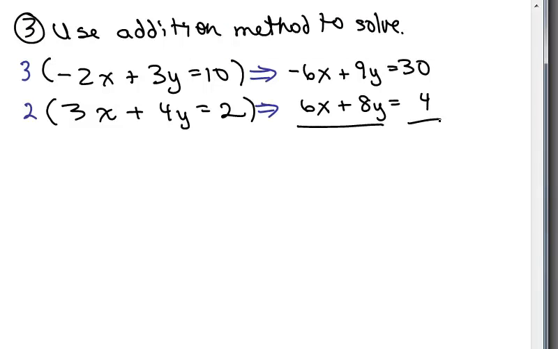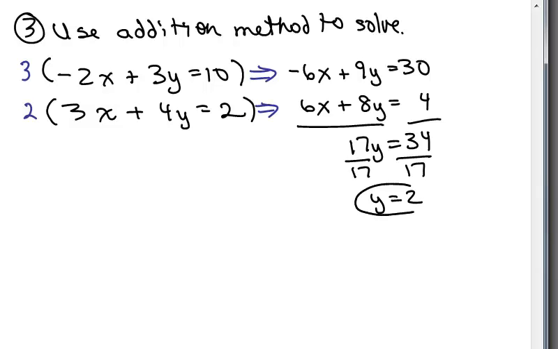All right, now, we did this so that when we add the two equations, the x terms add to 0. So when I add the left-hand side, I just get 17y, and the right side adds up to 34. Divide both sides by 17, and I get that y is 2. So I know the y coordinate of my solution is 2.